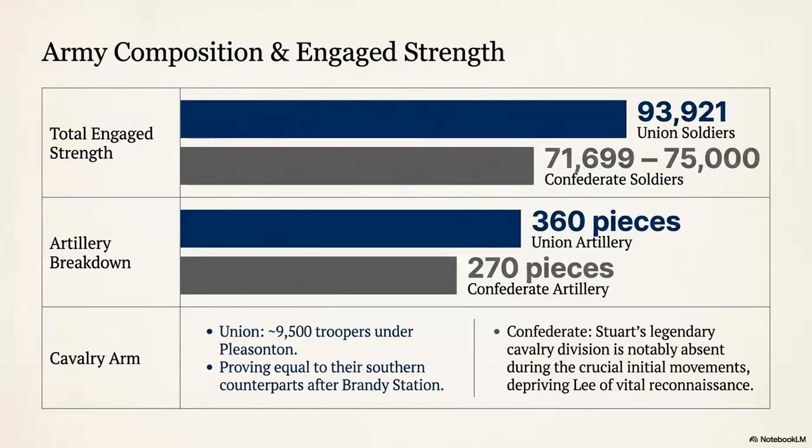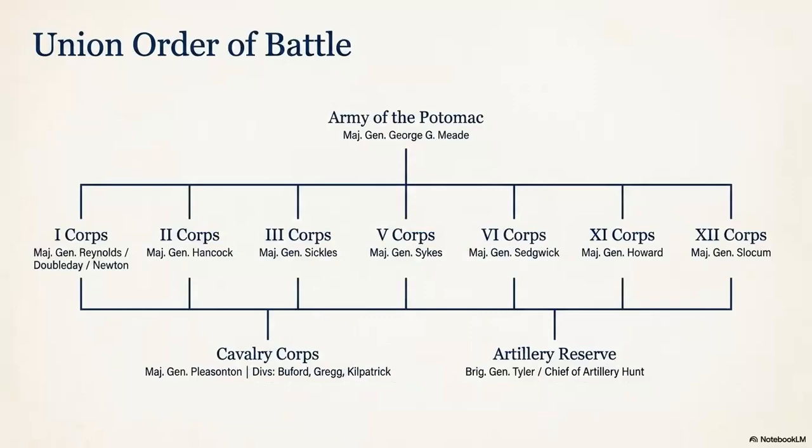This slide outlines the Union order of battle for the Army of the Potomac under Major General George G. Meade. The command structure is distributed across 7 infantry corps. The 1st Corps under Reynolds, Doubleday, and Newton, 2nd Corps under Hancock, 3rd Corps under Sickles, 5th Corps under Sykes, 6th Corps under Sedgwick, 11th Corps under Howard, and 12th Corps under Slocum.